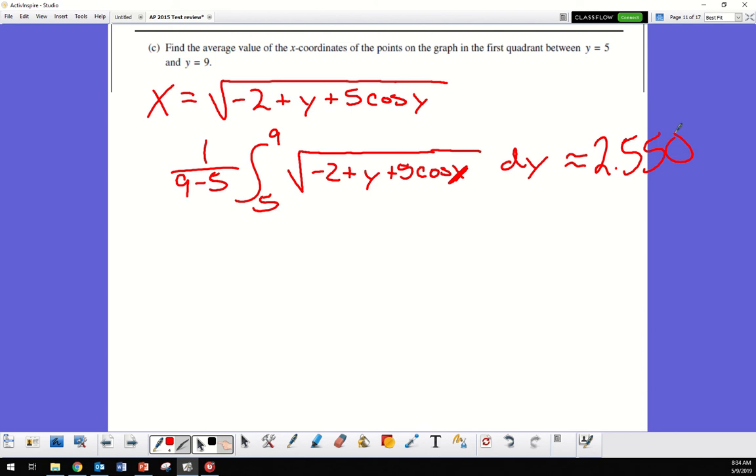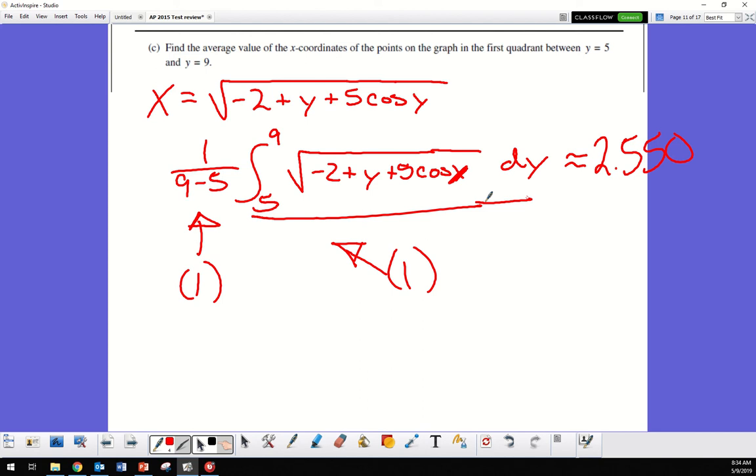All right, so let's look at our points. Okay, you have 1 point for this, 1 point for your integral from here to here, and with your dy. Okay, and then 1 point for that answer.